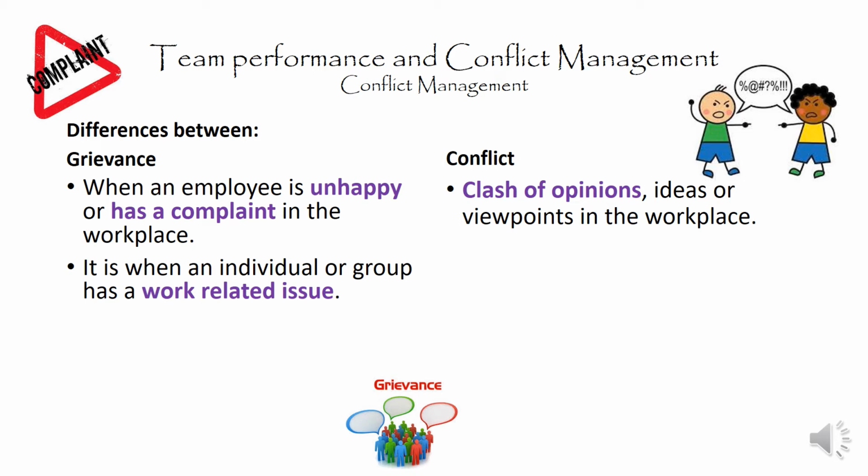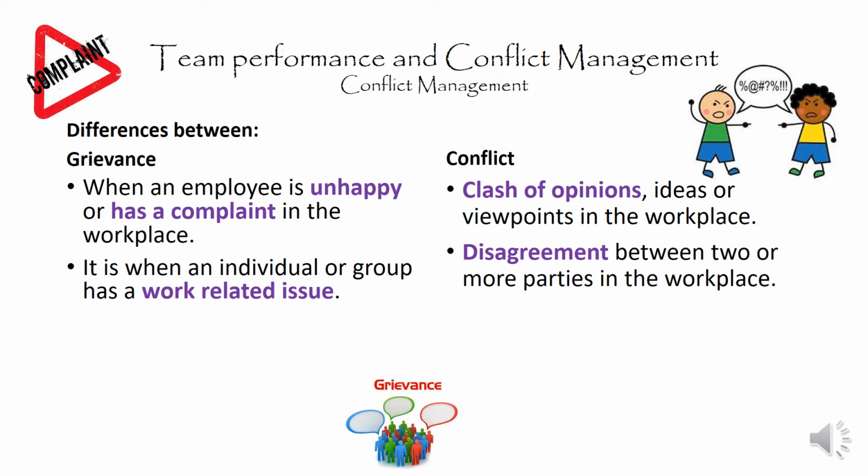All right, so grievance is when an individual or a group of people have a work-related issue. Okay, so grievances only happen at the workplace. You can't have a grievance against your mother because she makes you do the dishes, right? A grievance is something that arises from a workplace incident. Conflict is a disagreement between two or more parties. Again, grievance is just one person feeling mistreated. Conflict is if he actually is going to talk to somebody about it and there's a disagreement between two or more people.